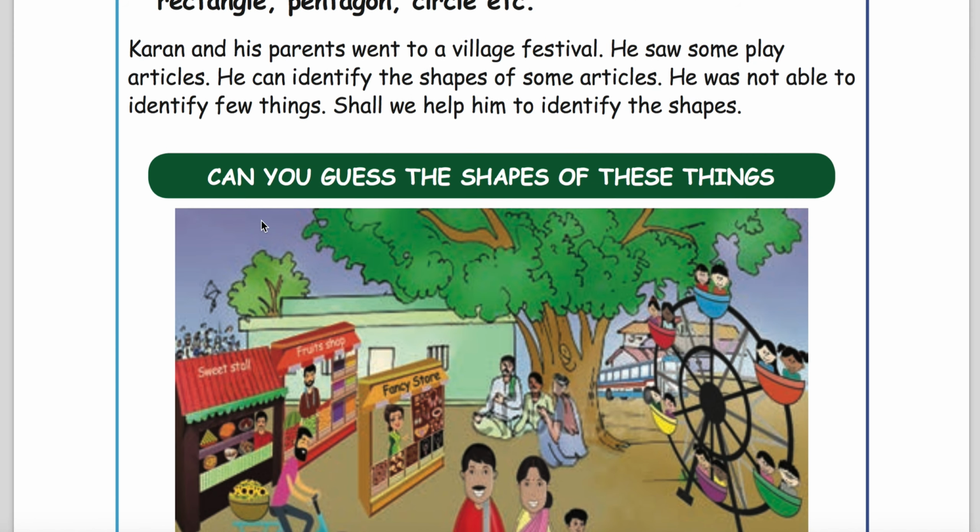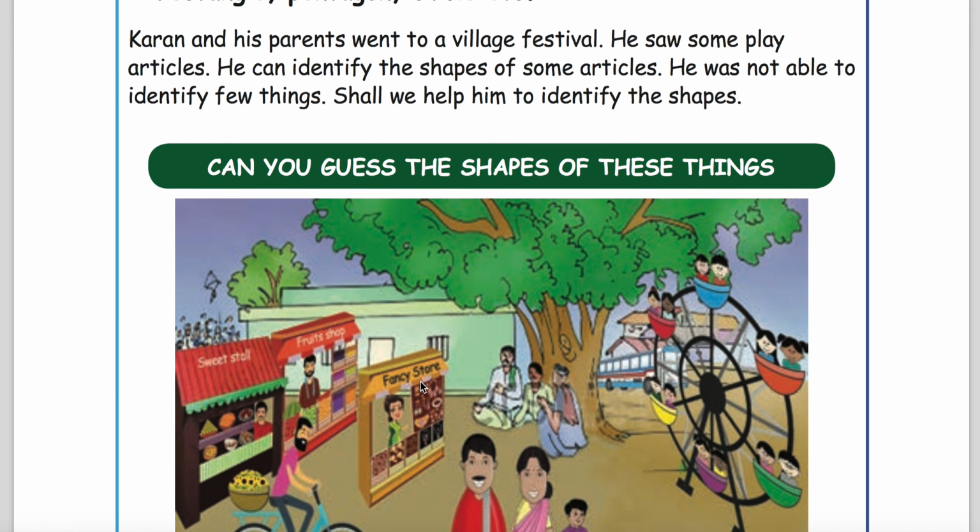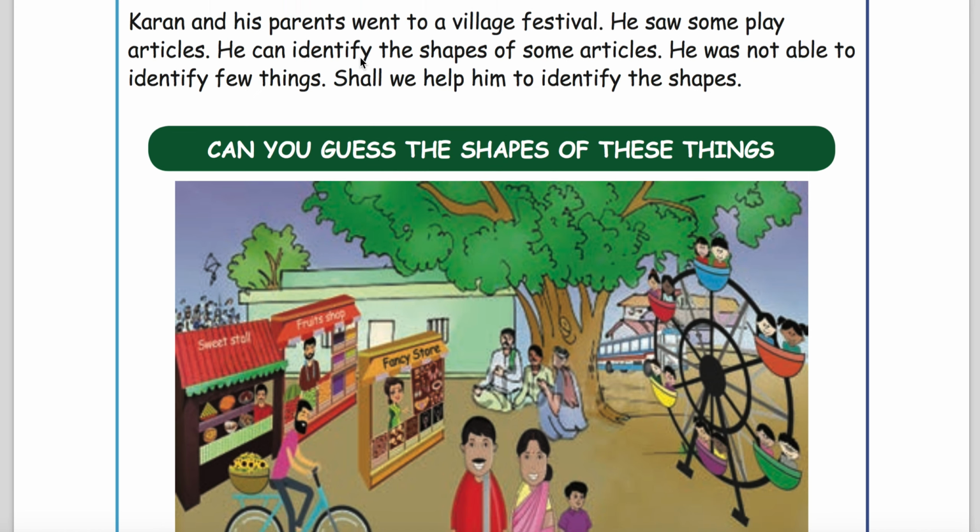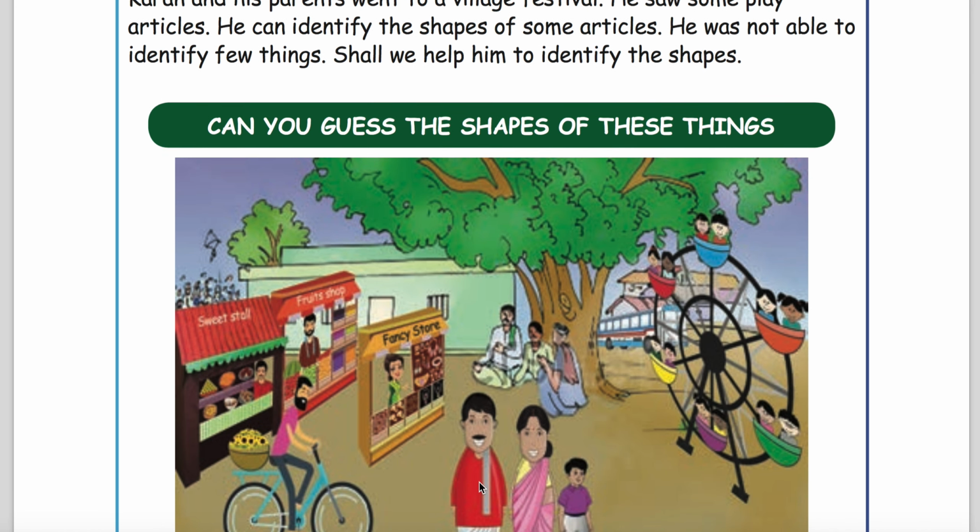Okay, there is a play here. There is a picture, right? Karan and his parents. This guy is Karan, and these two are Appa and Amma. Parents, father and mother. They went to some village festival and he saw some play articles.